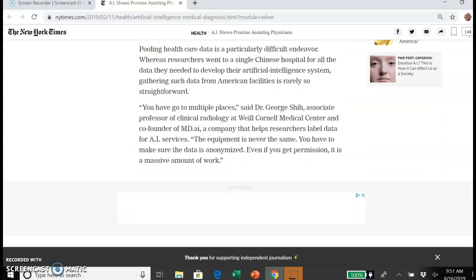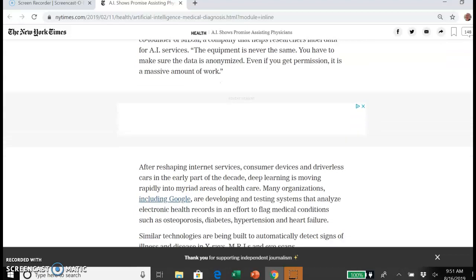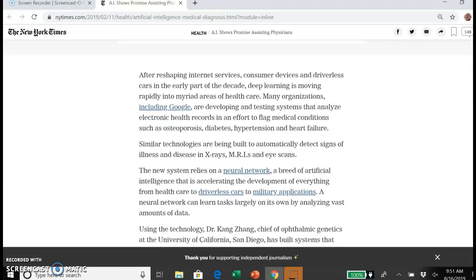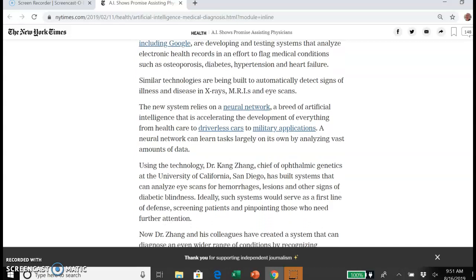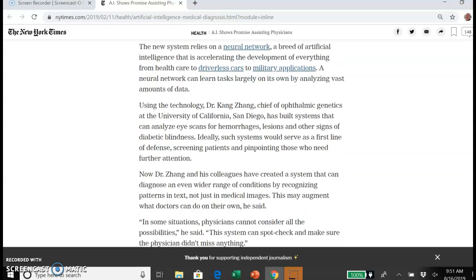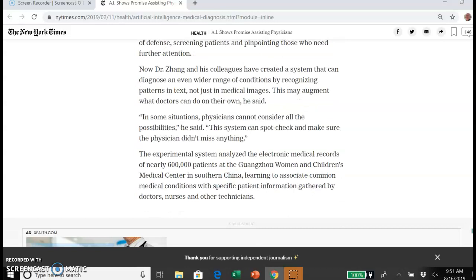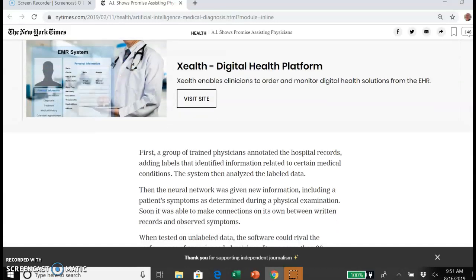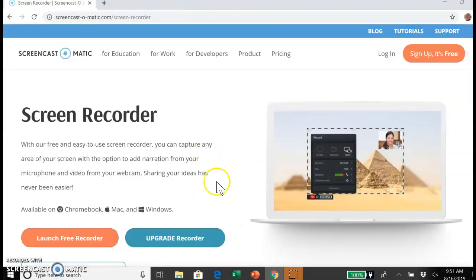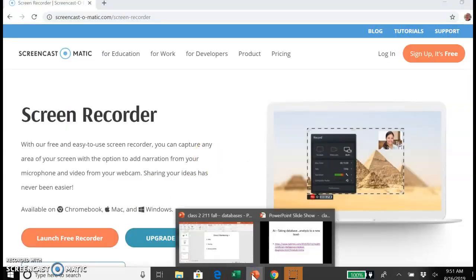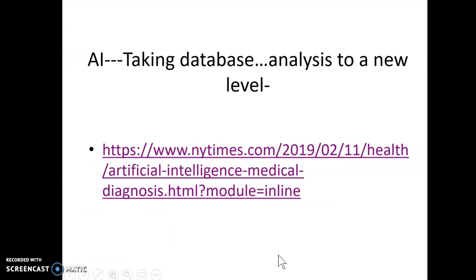So we are working and developing artificial intelligence as well. And lots of implications for artificial intelligence. IBM Watson is one in our country that's pretty active. Okay, so I am just going to close this and go back to our presentation.